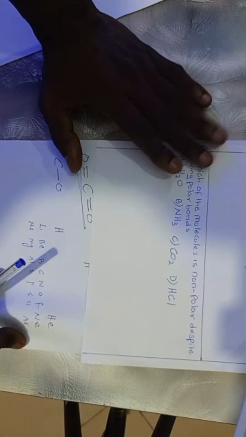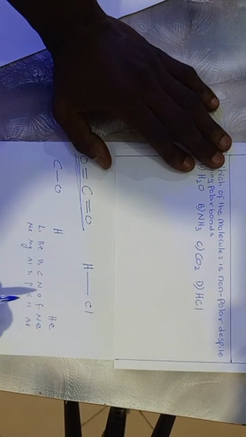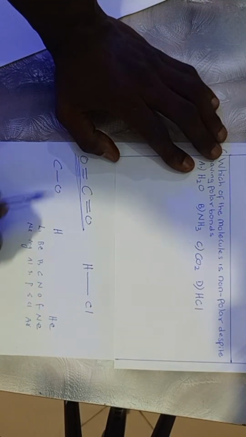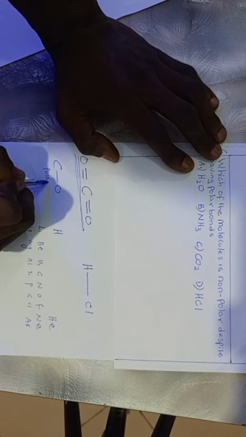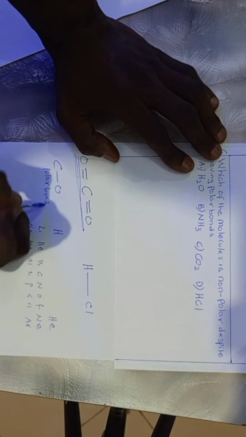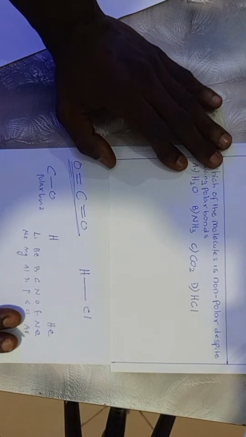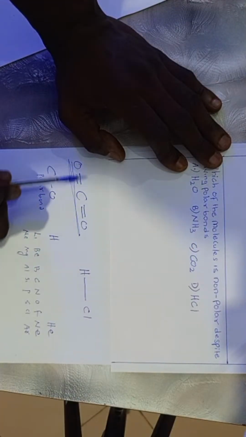So looking at these elements here, it is very, very obvious that oxygen is more negative than carbon. So in this bond here, this bond can be referred to as a polar bond. This is a polar bond. How many polar bonds are there in CO2? Now, from the structure, there are two polar bonds. So there are two C=O bonds in CO2.